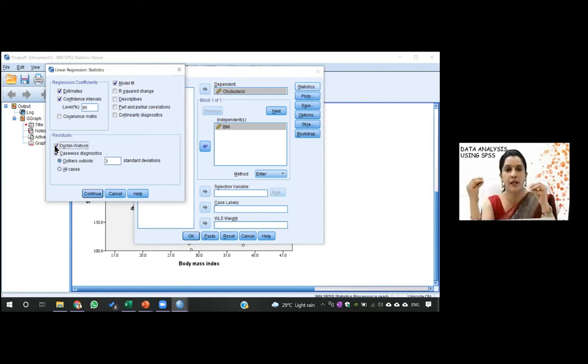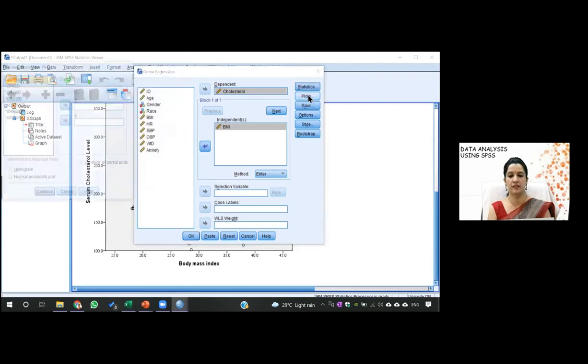That I'll explain once we see the Durbin-Watson statistics. Okay, so here we have to click these three, and this model fit. This model fit is clicked because it tells you about the equation which you are deriving, whether it is statistically significant or not. So press continue, then come to this plot.